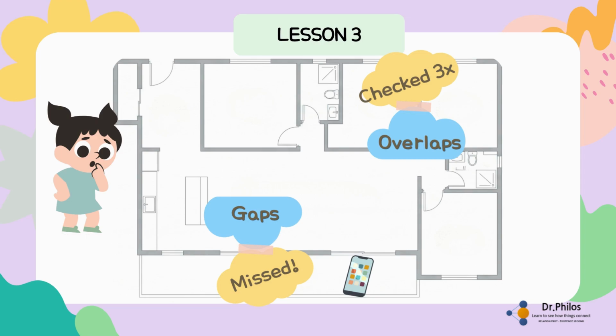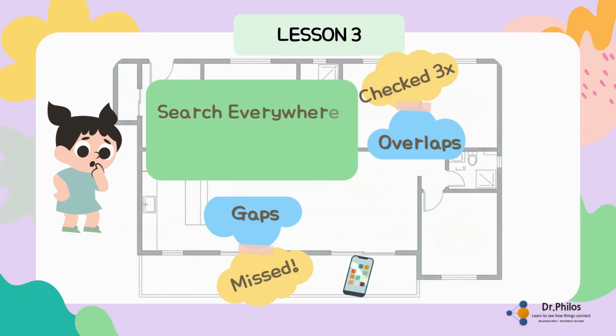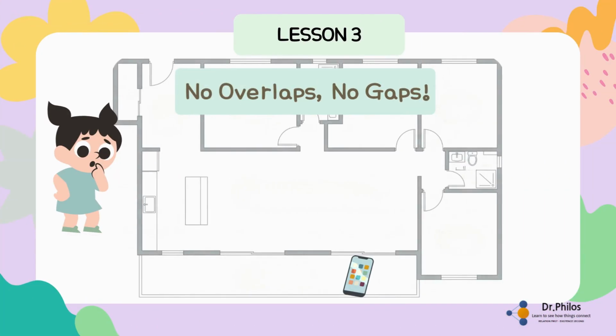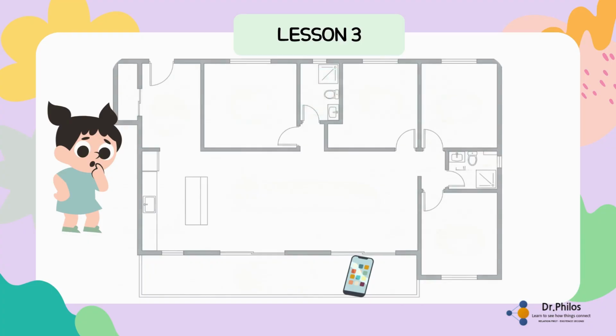Is there a way to search without overlaps and gaps? Can't we just search everywhere? Didn't your sister also think she searched everywhere? She only realized later that there were places she missed. My question is, how should we think to search without overlaps and gaps? Let's look at the layout of the house and think. We can divide the whole space, give them numbers, and search in order.